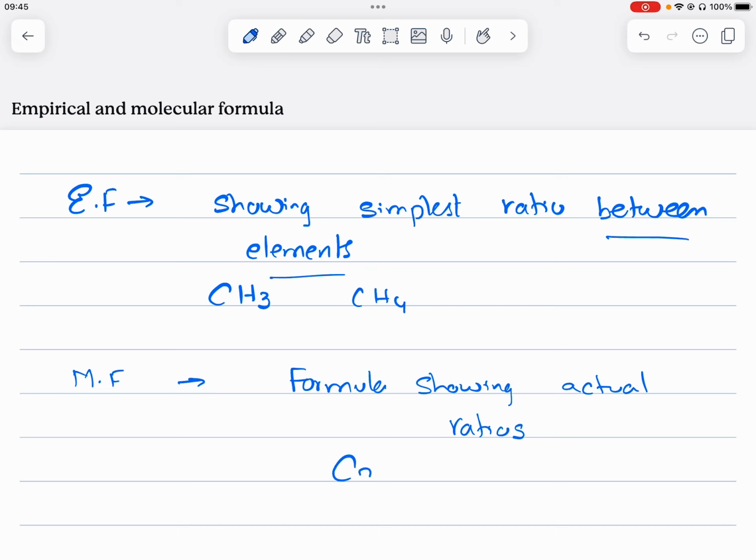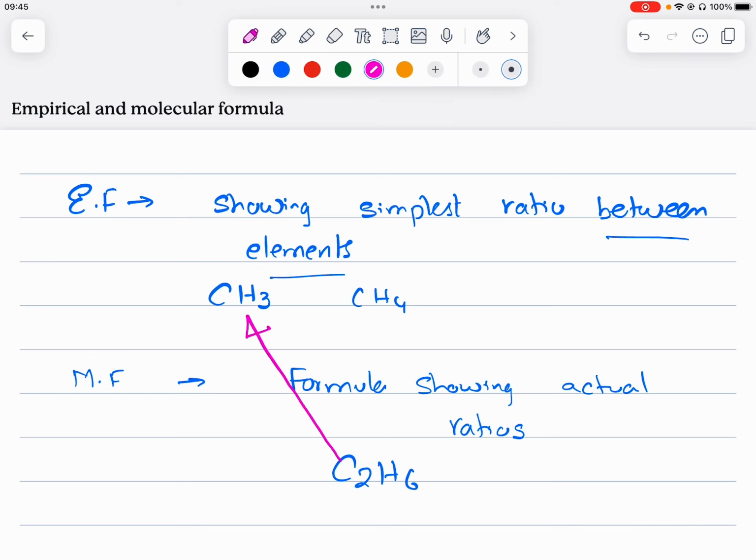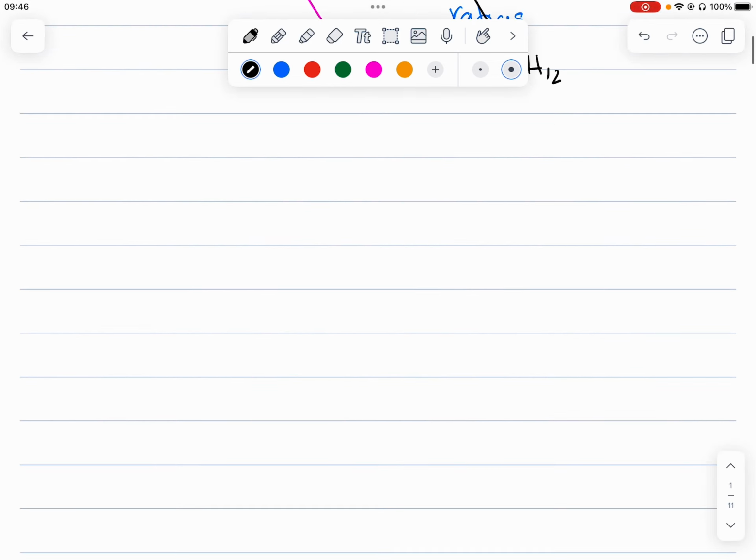So for example, C2H6, the actual ratio is 2:6, whereas the simplest ratio is going to be nothing but how much? 1:3. Similarly, C3H12, the actual ratio is 3:12, but the simplest ratio is going to be nothing but what? 1:4. That is the way we are going to define both empirical formula and molecular formula.